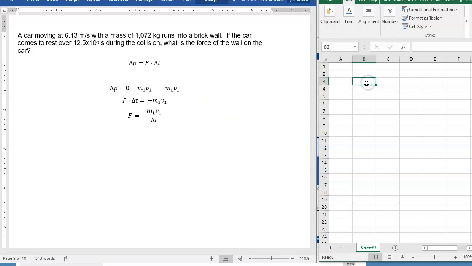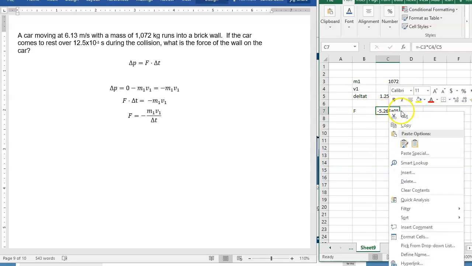We're ready to calculate. So m1 is 1072 kilos, v1 6.13 meters per second, and delta t is 12.5 times 10 to the minus 3. All right, and you notice how Excel likes to have just a single leading place in front of the decimal place. So it changed my 12.5 times 10 to the minus 3 to 1.25 times 10 to the minus 2. And now we need to calculate the force, which is minus mass times the velocity divided by the time. And so the force is minus 5.26 times 10 to the 5th.